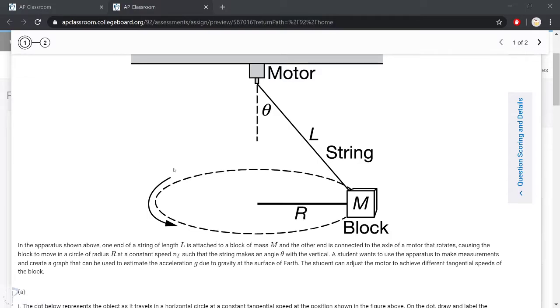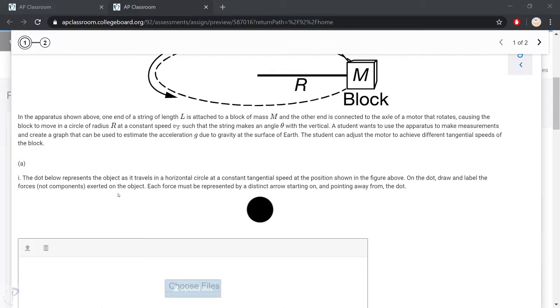Let's see. Let's start with A. A says the dot below represents the object, the center of mass, and the speed at the position in the figure. On the dot, draw and label the forces, not components.